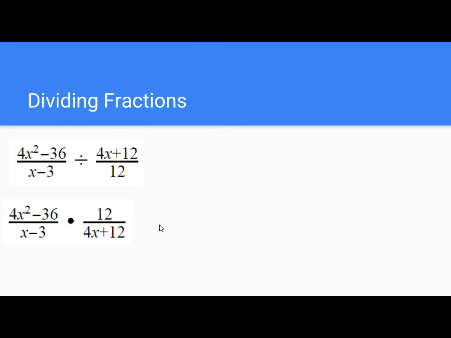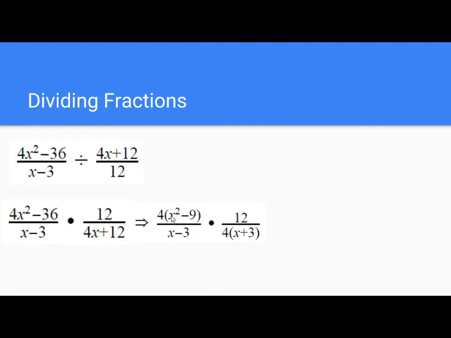Then we multiply. Now, before we multiply, I'm going to see what I can factor from this. So the 4x squared minus 36, I know I can divide both of those by 4. The x minus 3 I'm kind of stuck with. The 12 I'm stuck with. The 4x plus 12, I can divide both those by 4. So I get this. Now I'm looking at what can I cancel. Well, I've got this 4 and the 4, so the 4's would cancel away.